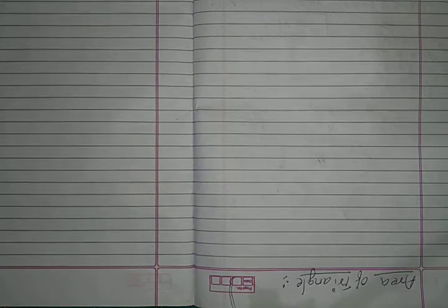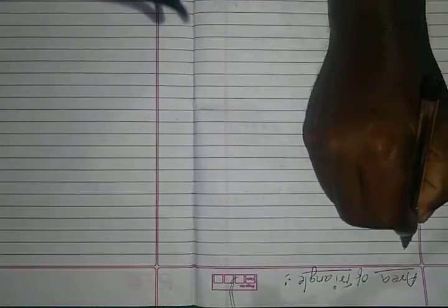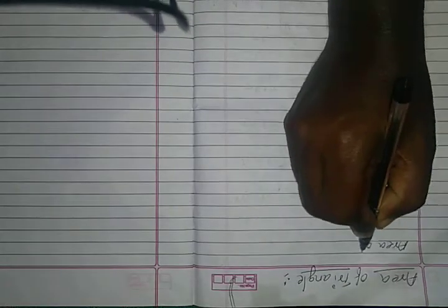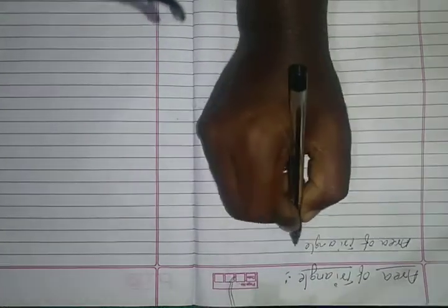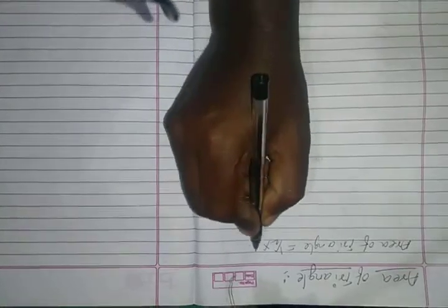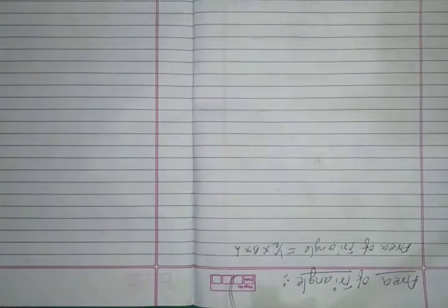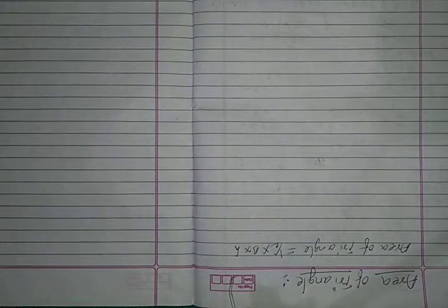So children, already you know what the formula for the area of a triangle is. That is half into base into height. So let us see, area of triangle is equal to half into base into height. That is a geometrical formula. Let us see it in coordinate geometry.